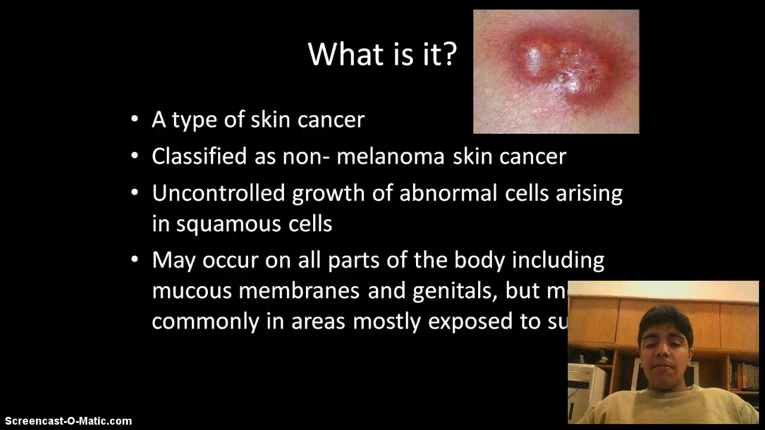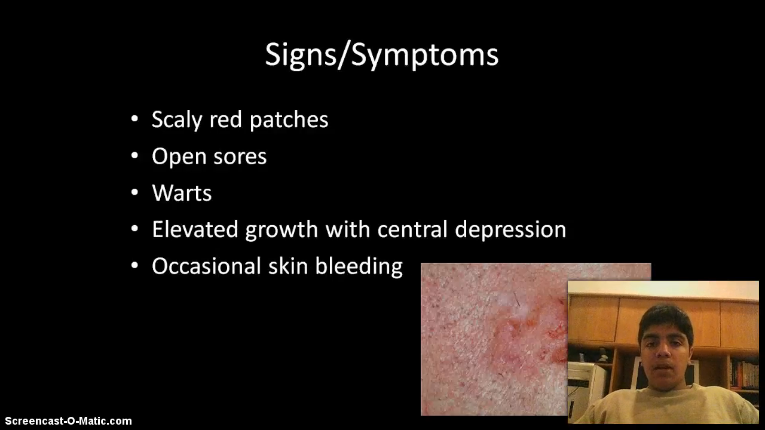So what is it? It's a type of skin cancer classified as non-melanoma skin cancer. There are two types of non-melanoma skin cancer: basal cell carcinoma and squamous cell carcinoma. It is defined as an uncontrolled growth of abnormal cells arising in squamous cells. It may occur in all parts of the body, including the mucous membrane and genitals, but most commonly in areas exposed to the sun. Some signs and symptoms of the disease are scaly red patches, open sores, warts, elevated growth, and occasional skin bleeding. As you can see in the bottom right picture, some of these symptoms are displayed.